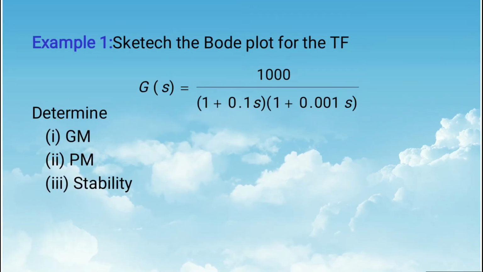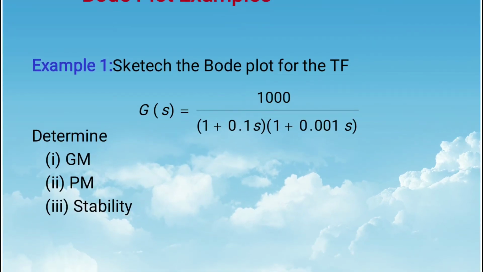Or if you see, if the roots lie in the left half of the S plane only, the system is stable, and if any root lies in the right half of the S plane, the system becomes unstable.